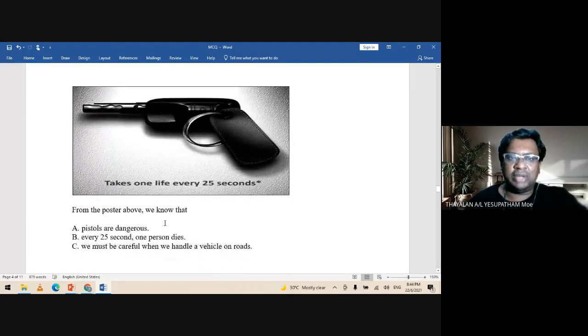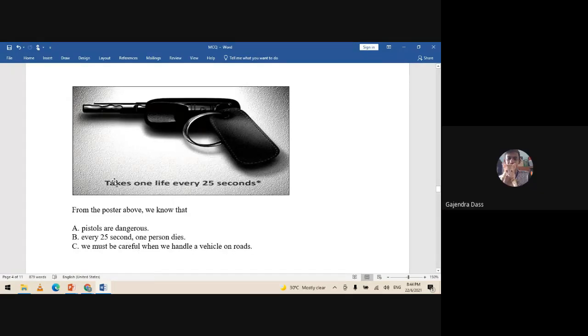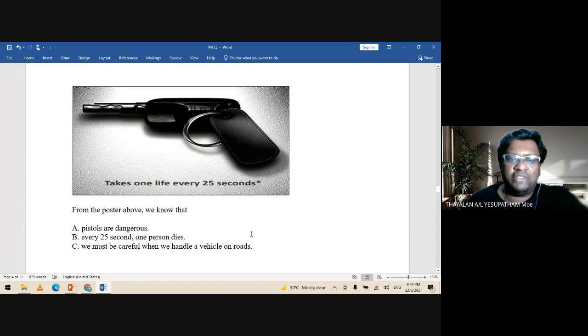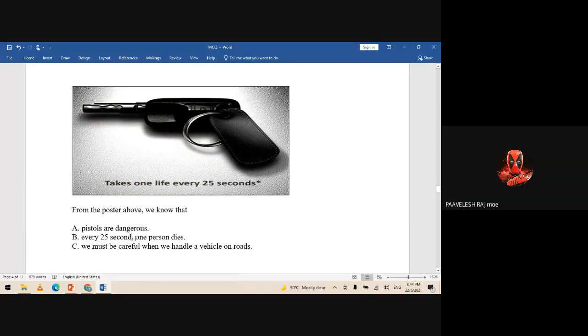Okay, now let's look at this one. Look at the picture very carefully. From the poster above, we know that A, pistols are dangerous. Every 25 seconds, a person dies. We must be careful when we handle a vehicle on roads. B, takes one life every 25 seconds.